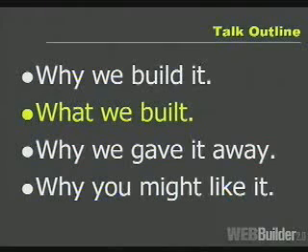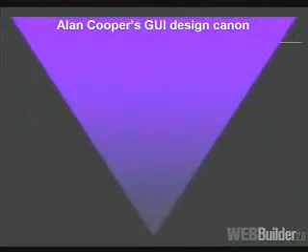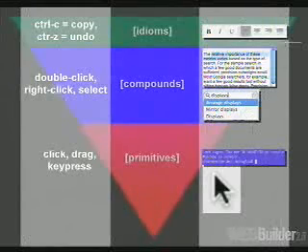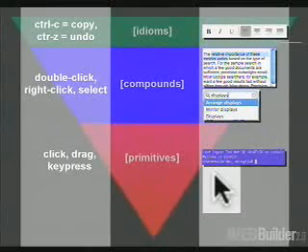So a little bit about what we built, and again, if you were in my earlier sessions, you've seen a version of this diagram before. We looked back at Alan Cooper's book, About Face 2.0, about what he calls the canon of GUI design. At the low level, again, are these primitives: a simple click, a cursor, text entry. Moving up, more sophisticated compounds, where you're having double clicks or right clicks or selection criteria, autocomplete.